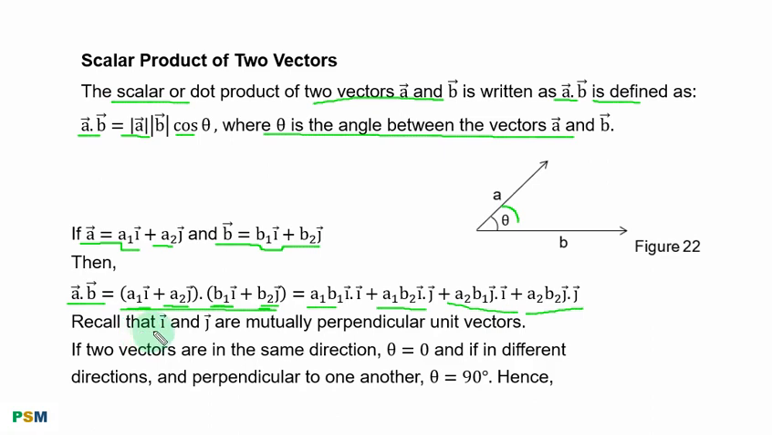Recall that vectors I and J are mutually perpendicular unit vectors. If two vectors are in the same direction, the angle between them is 0. And if in different directions and perpendicular to one another, the angle between them is 90 degrees. This will help us to simplify vector I dot vector I. Both are in the same direction. Hence, the angle between them is 0.